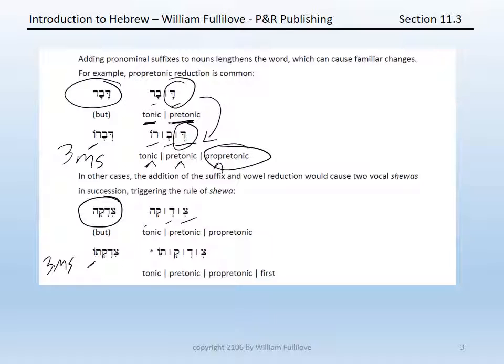Su-da-ka-to. To is now the tonic syllable, ka is pretonic, de is propretonic, and then su is the first syllable. But recognize that you cannot in fact have, according to the rule of schwa, two vocal schwas in a row. Su-de-ka-to doesn't exist. Instead, the rule of schwa causes sid-ka-to, with the first of the two vocal schwas becoming a vowel, the second becoming silent.